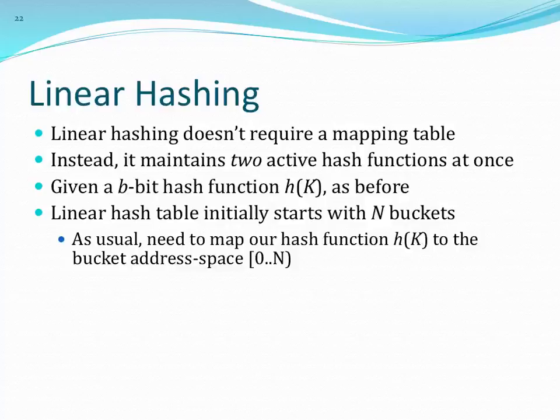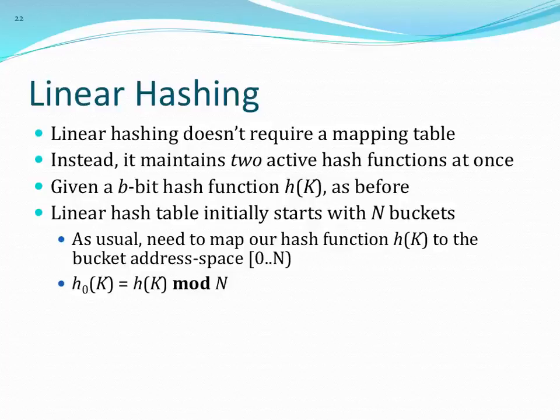Basically, we need some way of mapping our hash values to the bucket that will hold the value we want, so the bucket address space is 0 to n. We start off with h0, where we take h of k, our generic hash function that maps to a 32-bit value, and take that modulo n to get 0 to n minus 1.